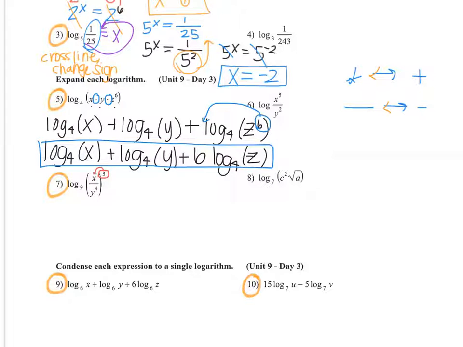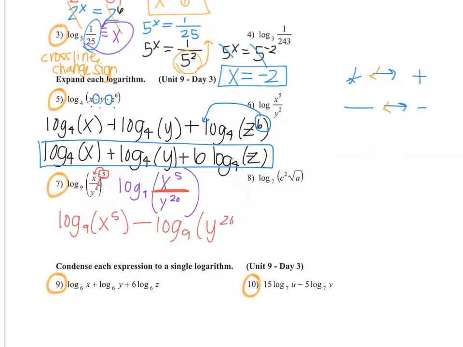What you're going to do is take this exponent of 5 and distribute it immediately to each of the variables inside the parentheses. So now we have log base 9 of x to the 5th over y to the 20th. When you distribute it, a power to a power gets multiplied. So now, because of this division, that changes to subtraction. Because I have two variables, that means I have two logs. So I have log base 9 of x to the 5th minus log base 9 of y to the 20th.